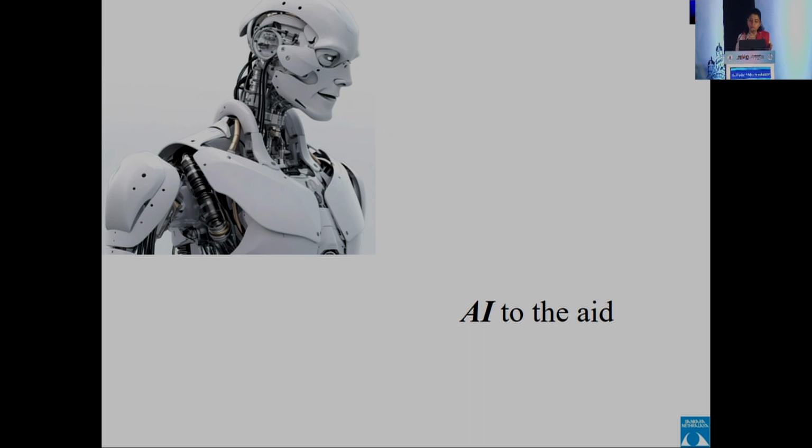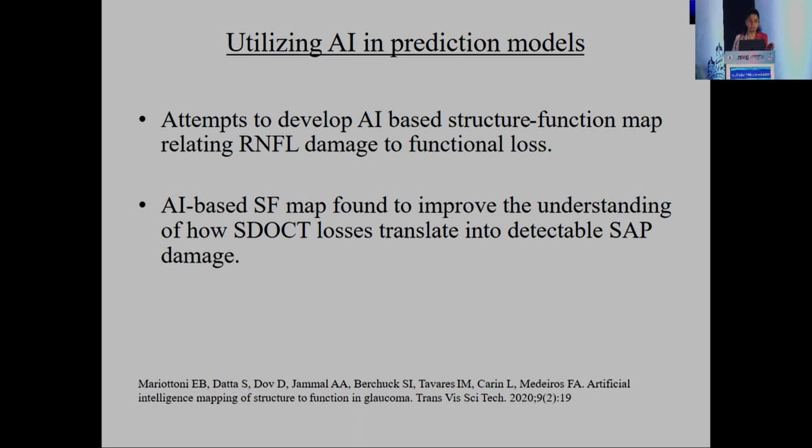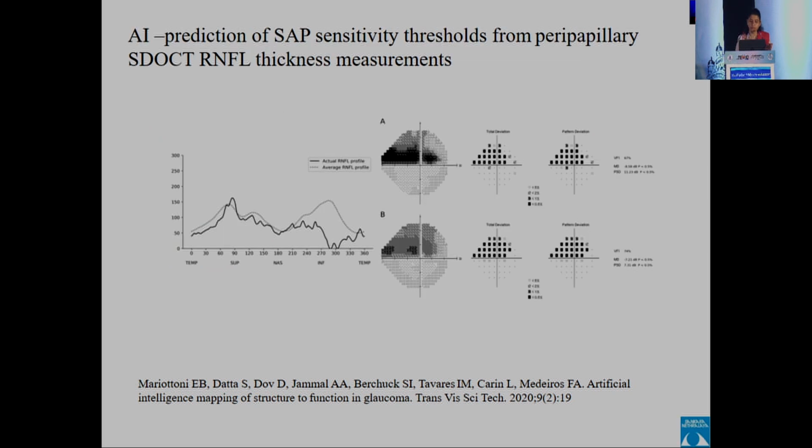Now, any talk would be incomplete without mention of AI. So AI to the aid: when we are comparing structure and function, there have been attempts made to develop AI-based structure-function maps relating RNFL damage to functional loss. Here, the top one is the actual field defect of the patient, having OCT RNFL thinning shown in the left side picture, and the AI has generated a similar field defect inferiorly.